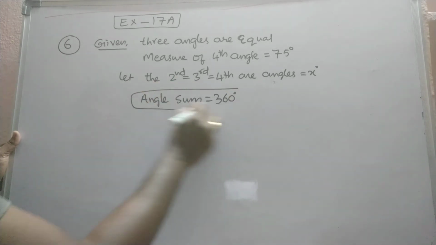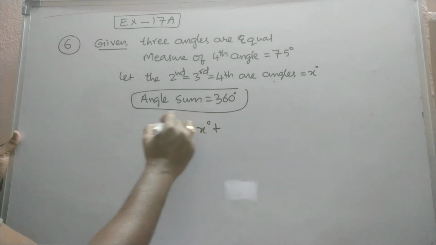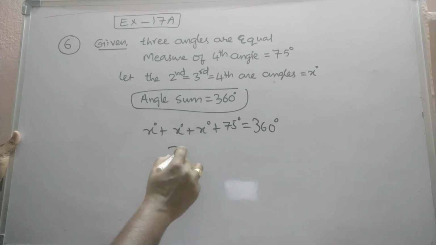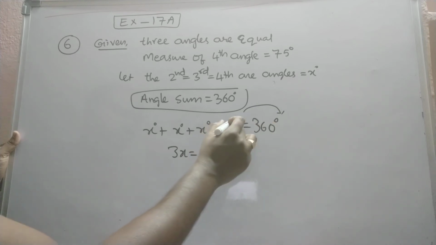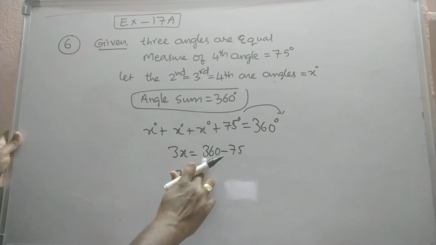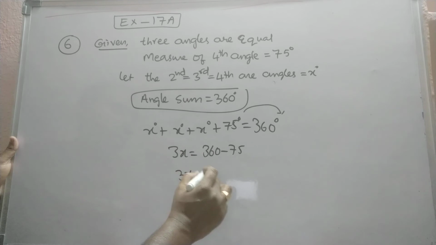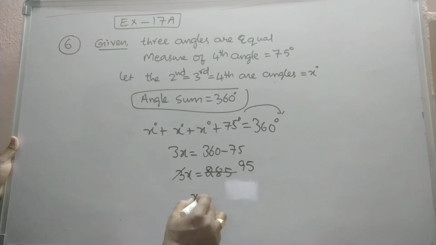This fact we know. So therefore add all the three angles plus the given fourth angle: 3x plus 75 degrees is equal to 360. Now simplify. 3x is equal to 360 minus 75, because if you transpose, plus will become minus. So 3x is equal to 360 minus 75, which is 285. 3 9s are 27, 3 5s are 15. So x is equal to 95 degrees. So we got the x value.